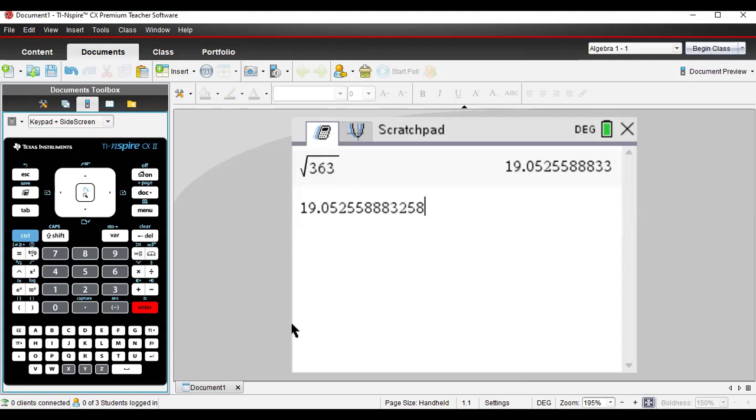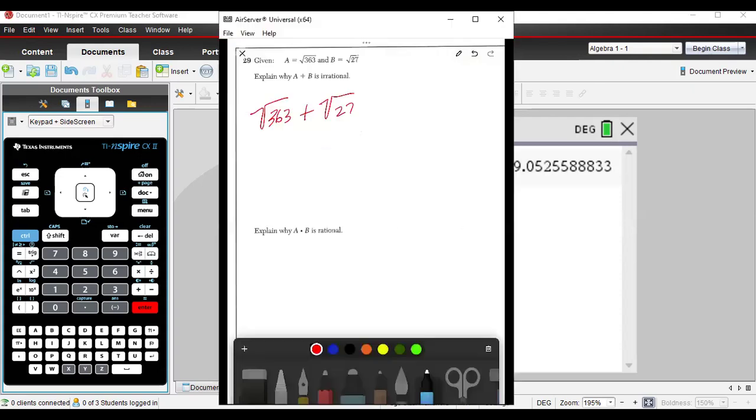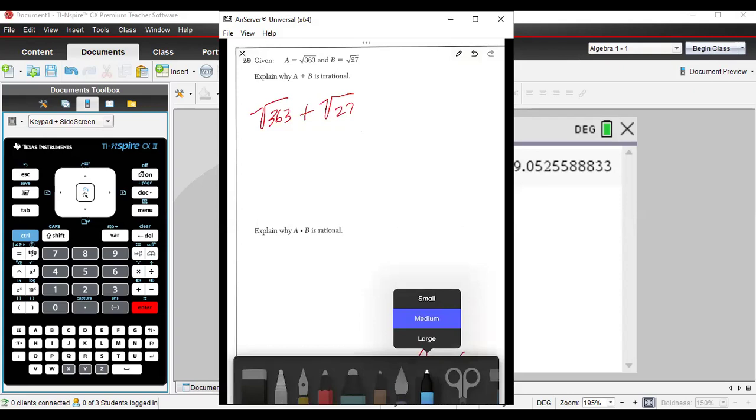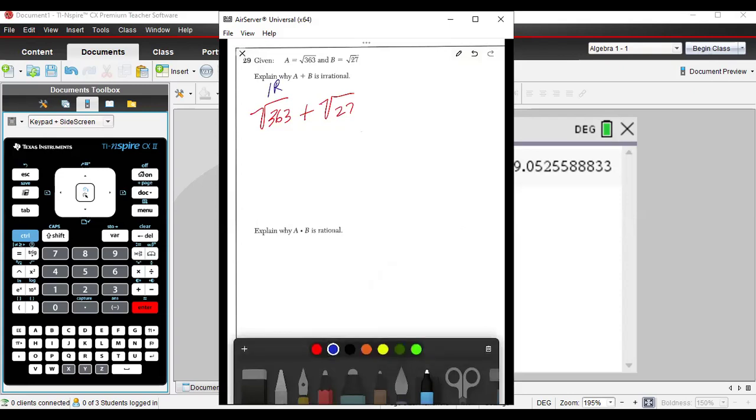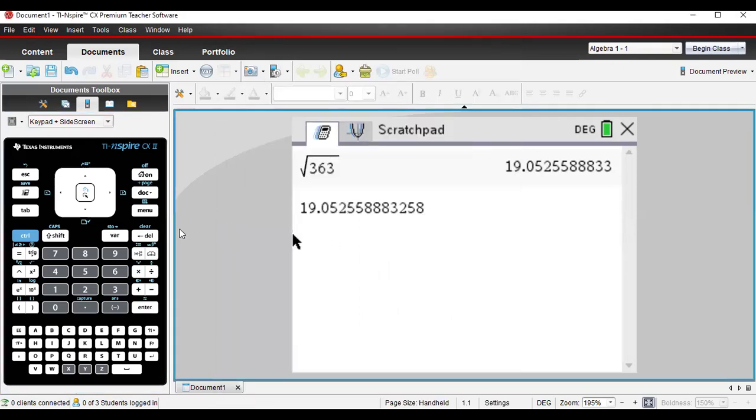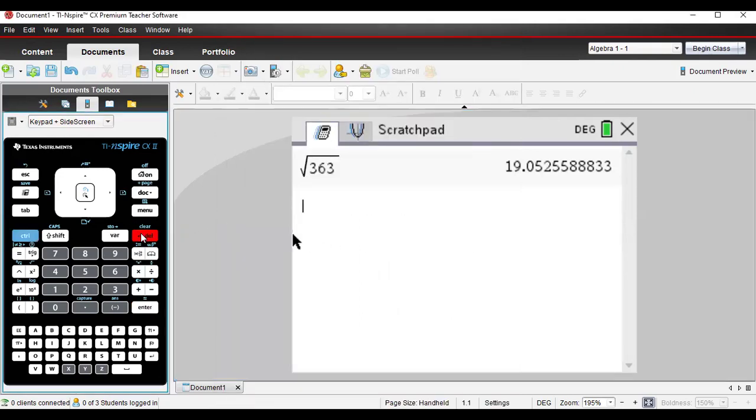So on our handout, I'm going to change the color. We're going to put IR over the top of that because we know it's irrational. We just kind of showed that. We're going to do the same thing. Let me get rid of this. I'm going to do the square root of 27. Control X squared, put in 27, press enter.